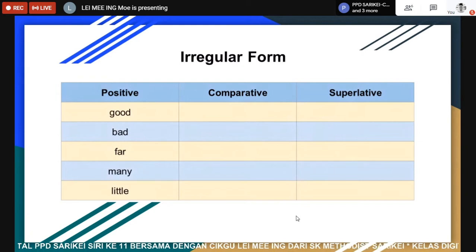Now, we have this irregular form. Irregular form adjectives, they don't follow the 5 rules that I mentioned just now, yeah? Normally, they totally change their words, change their spelling. For example, we have good over here. So what is the comparative form for good? Can I see your answer, please? The comparative form for good.